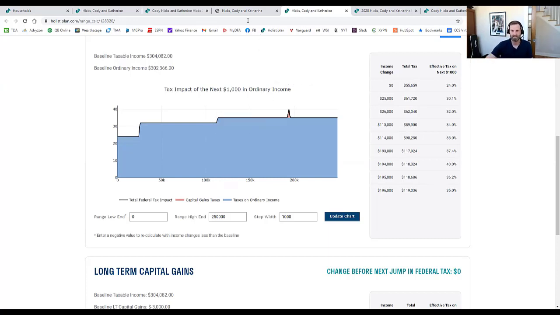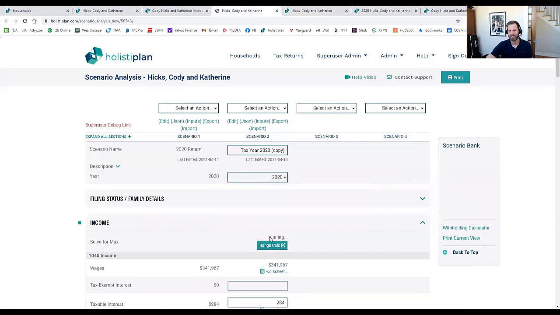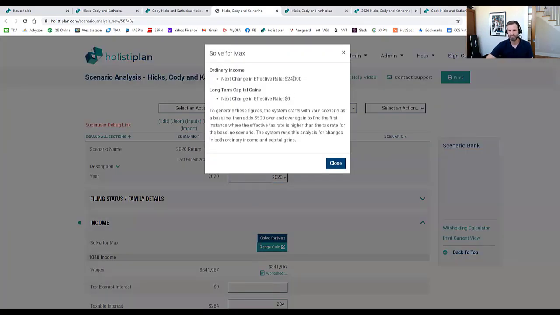You can also get similar answers to some of these things by using the solve for max button. If you push that, it tells you how much more room you have and your next change in your effective rate for the next dollar. It's the quick and dirty way. There's no graphics, but it shows you, okay, if you really just want to know the answer, here's where you have to worry about the next thing happening.